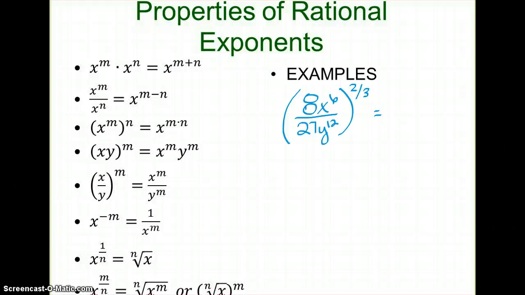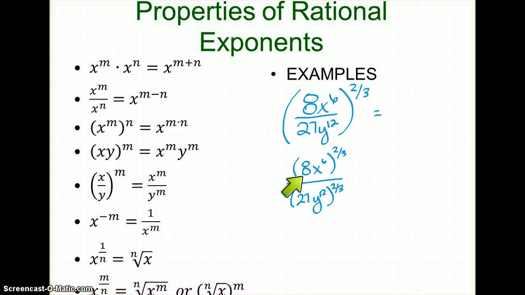The first thing that I'm going to deal with is the fact that I have a quotient inside my parentheses with an exponent to the outside. This tells me that this fraction is going to be separated like this. The numerator will be to the 2/3 power. And then separately, I'll do the denominator also to the 2/3 power.